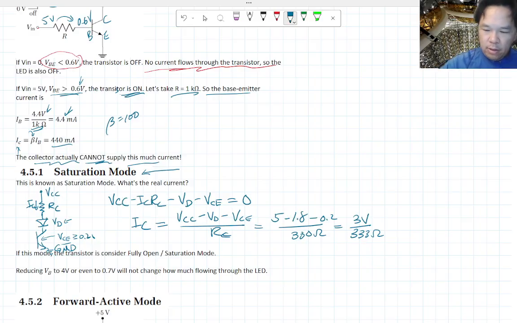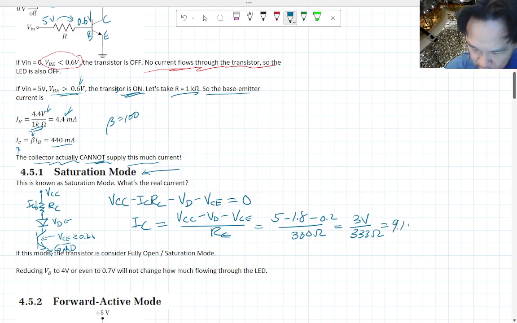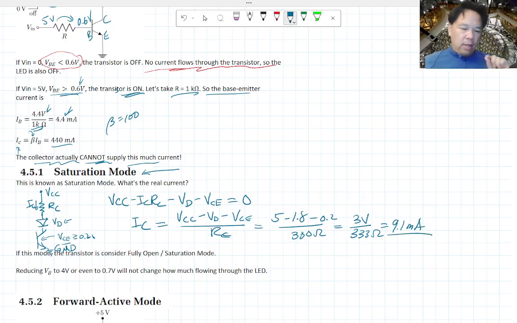Trying the calculator. So it's about 9 milliamp or something. 3 divided by 330. Yeah, well, 9.1 milliamp. Off a little bit. Okay. So this is actually the current that comes from the collector that goes through the LED that's actually lighting it up.